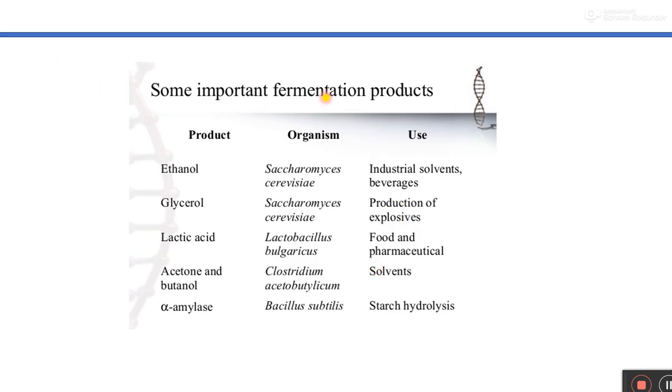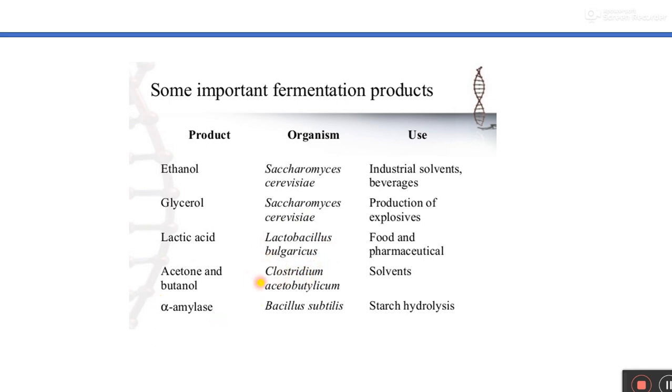There is another important fermentation product, ethanol, which is used as an industrial solvent and in beverages, and the organism involved in the production of ethanol is Saccharomyces cerevisiae. Glycerol again is produced by the use of Saccharomyces cerevisiae. Lactic acid again is produced by the fermentation process through Lactobacillus bulgaricus.